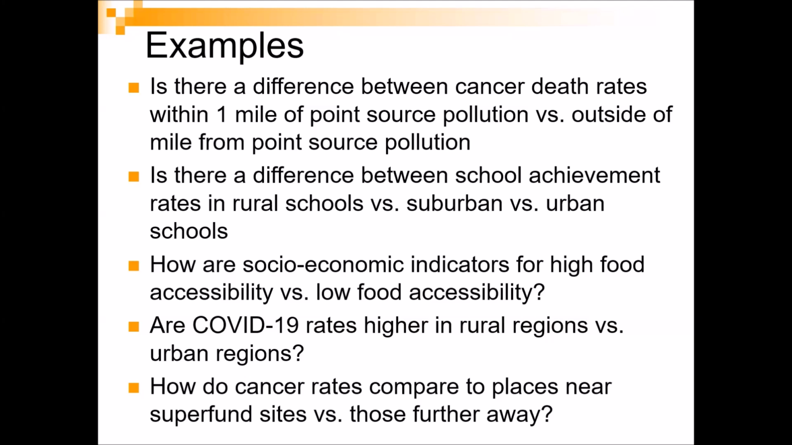Okay? Meaning you're doing air quality testing when we make these statements like, air quality is poor or worse in poorer neighborhoods than richer neighborhoods. These are the tests that you use to support that. These are the tests that we're going to use to support that. So is there a difference between cancer deaths within 1 mile of point source pollution versus outside of 1 mile of point source pollution? Why did I pick 1 mile?